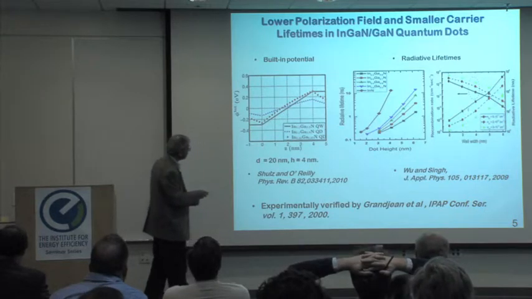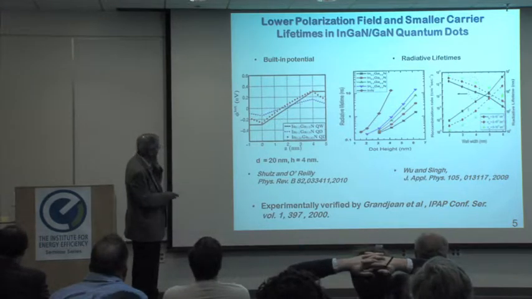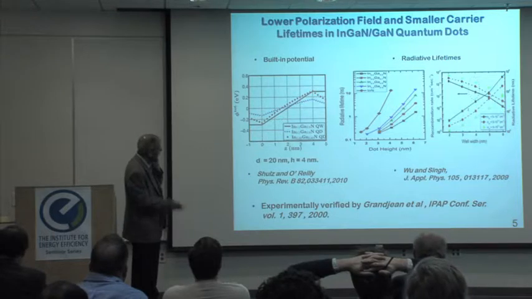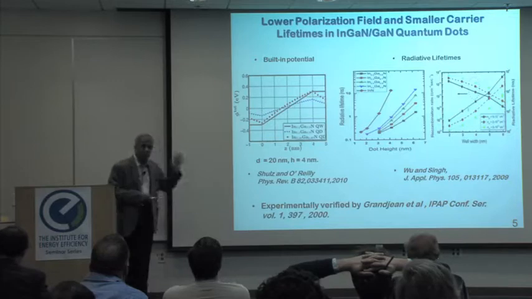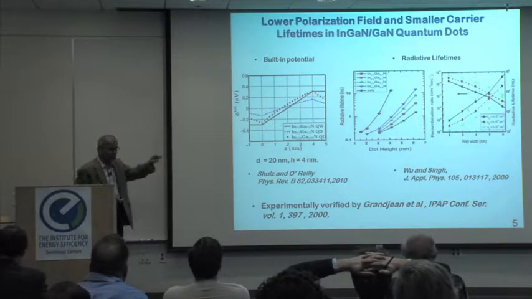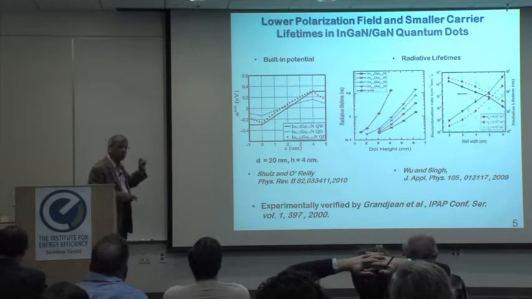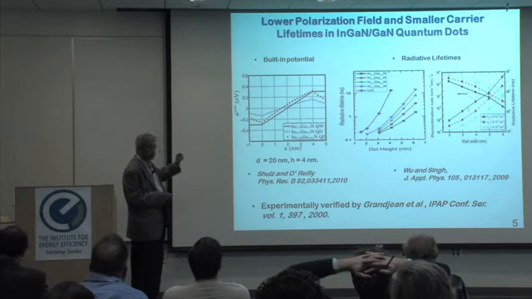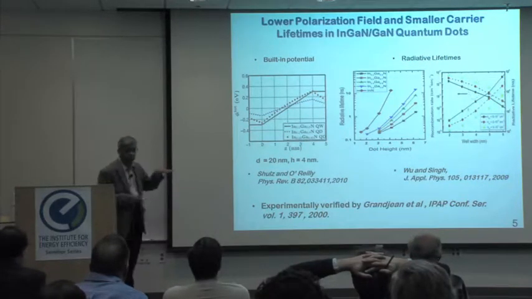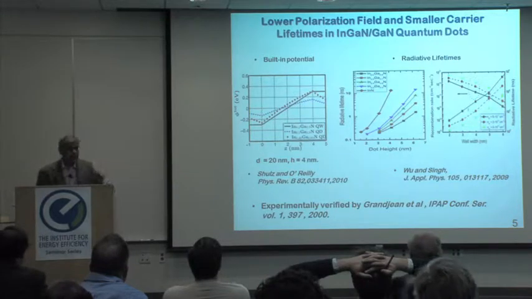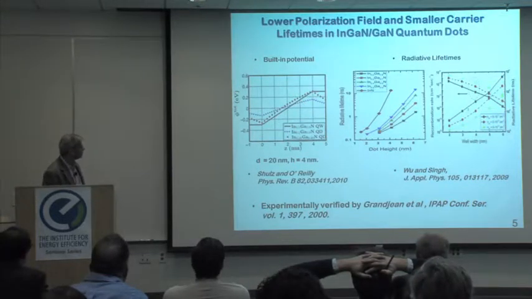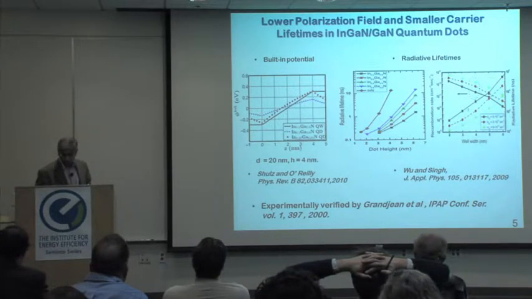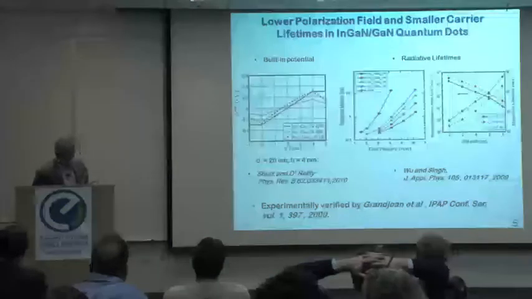The important thing is that the lifetimes are of the order of a nanosecond, whereas for comparable quantum wells the lifetimes are much larger. So both of them really point to the fact that you have much smaller polarization fields, and therefore one can expect much smaller Stark effect and Stark effect related effects in devices. So I knew that this was a good system to try and grow quantum dots and look at devices.